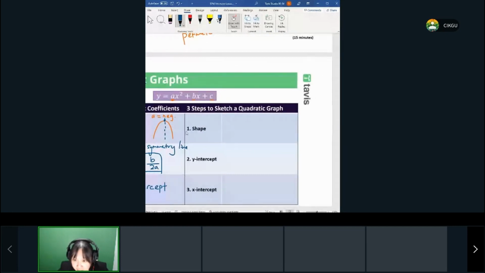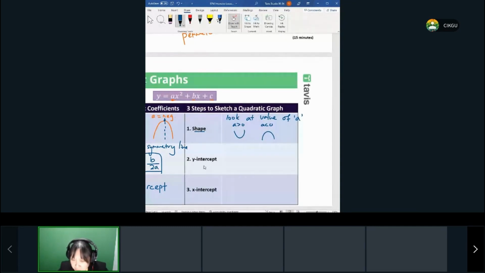3 steps. The first step, you need to know the shape. So, how do you know the shape? Just look at the value of A. Because if A is positive, A more than 0, it's like this. If A less than 0, then it's like this. So just look at the A, you will be able to decide the shape. Right? This one very fast.